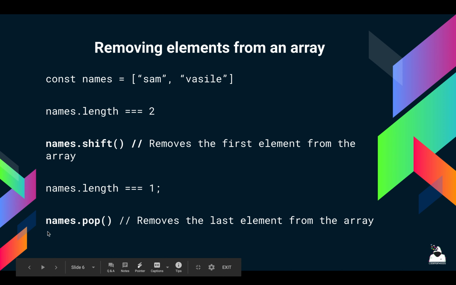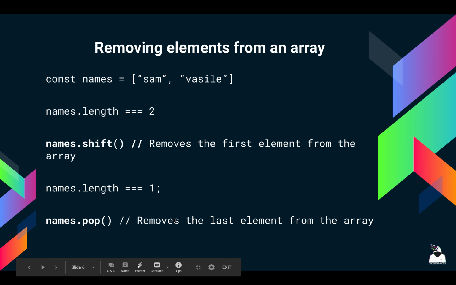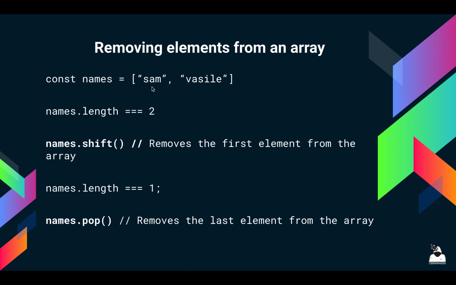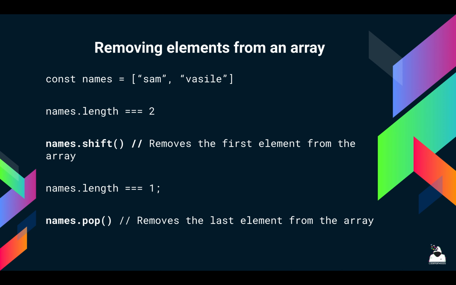The sort of opposite, not really opposite, but the other option here, pop, we remove the last element from the array. So in that case, we just had Vasil. If we call pop, it actually would kind of do the same thing as shift, because there's only one element in the array. So shift takes the first one, which is Vasil. Pop takes the last one, which is Vasil. But pop removes the last element from the array.